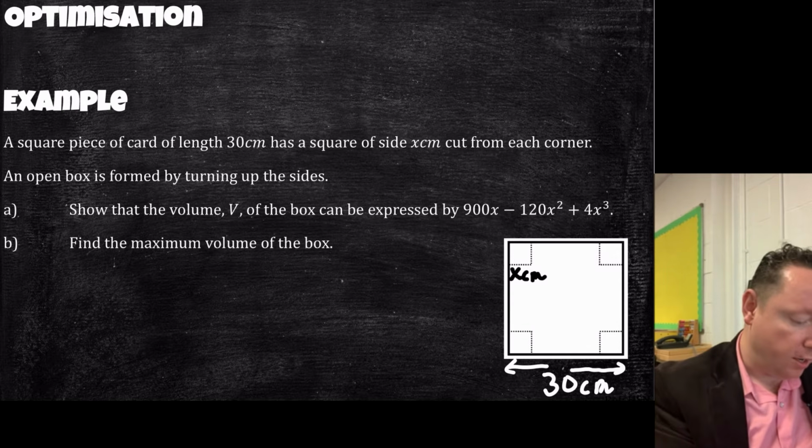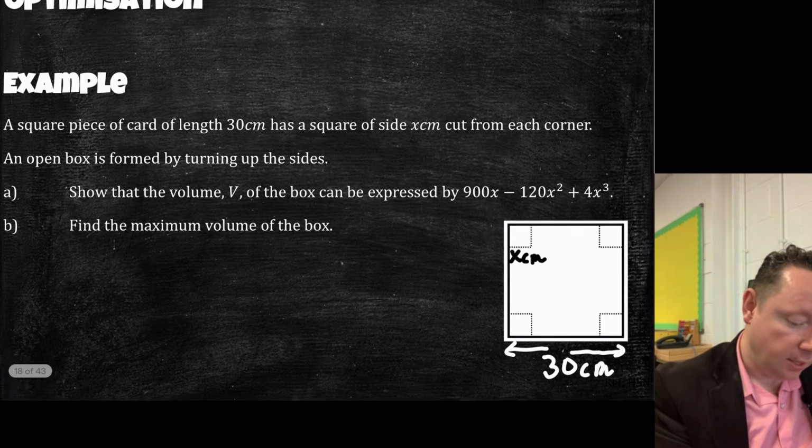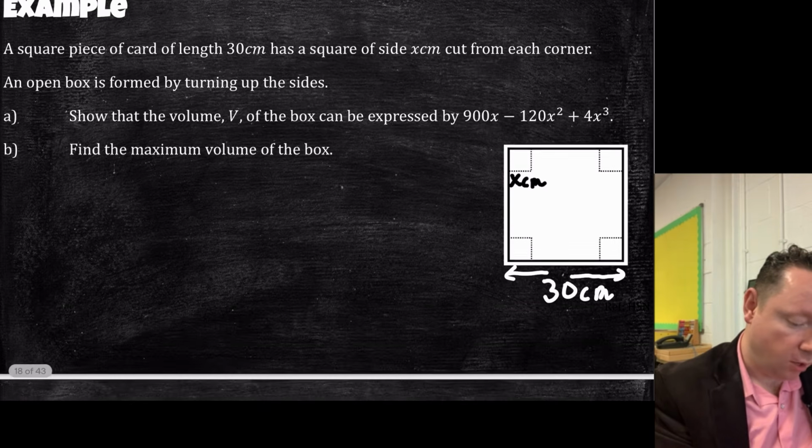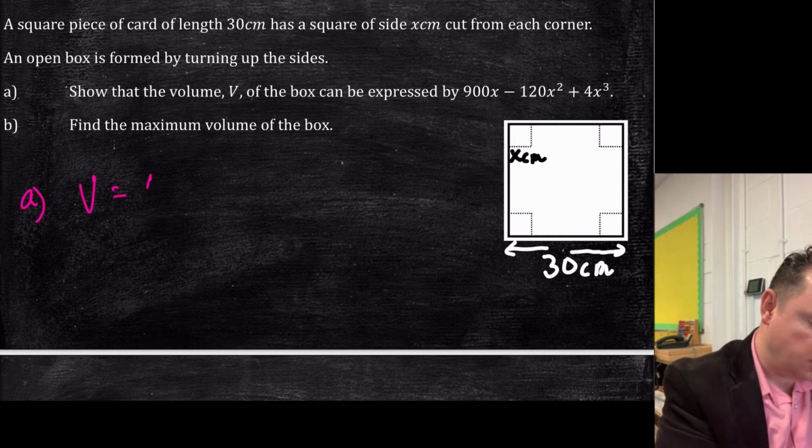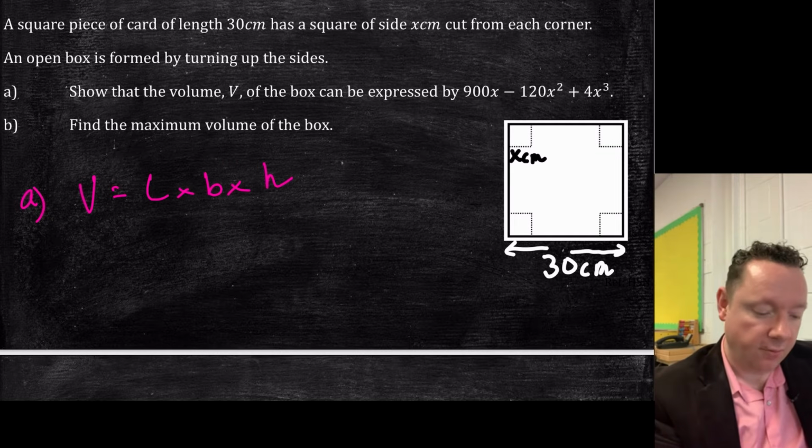A square piece of card length 30 has a square cut out, x centimeters, from each corner. An open box is formed by turning up the sides. Show the volume of the box can be expressed as that. So that looks harder than it is. First of all, just from basic maths, volume of any box is length times breadth times height. So we just need to work out what the breadth and the height of the box is.